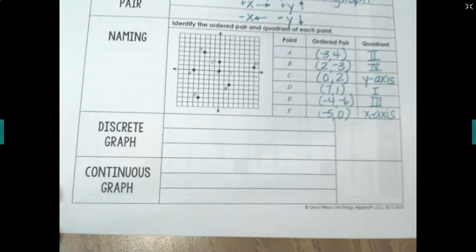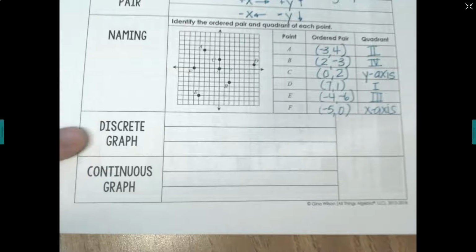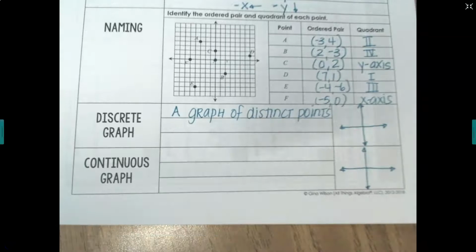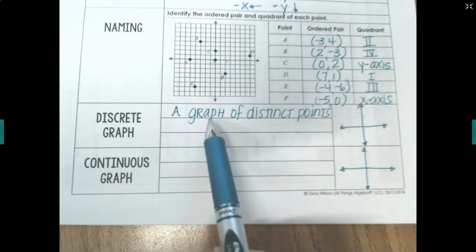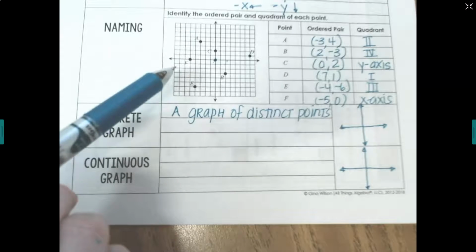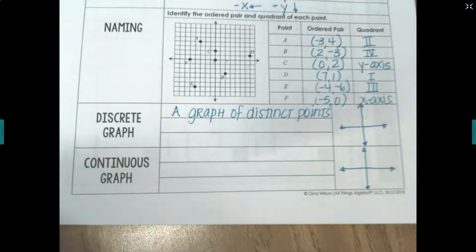All right, another point that I need to make sure that you understand is the difference between a discrete graph and a continuous graph. So a discrete graph is a graph of distinct points. And what I mean by that, it kind of looks like what we've got up here, is that there's exact points where we'd be able to name them.